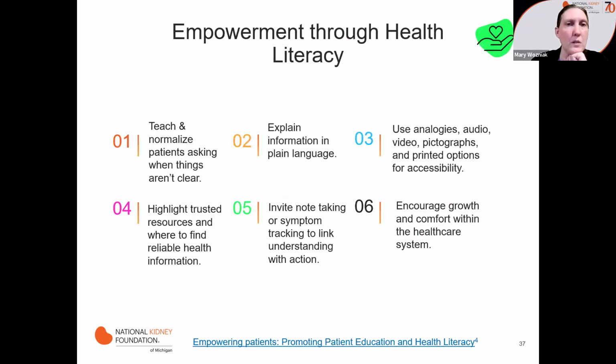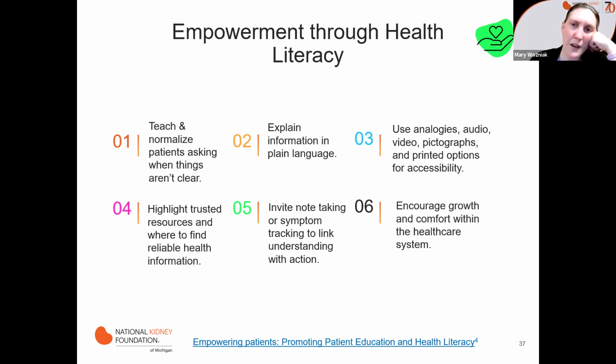Just a few other points about how to empower patients using health literacy. Teaching and normalizing that patients can ask questions when things are not clear. Explaining the information in plain language, of course. We found a lot of folks like to use analogies or audios, maybe pictographs to actually draw out, because everyone has a different learning style as well. Some people do better with visual.